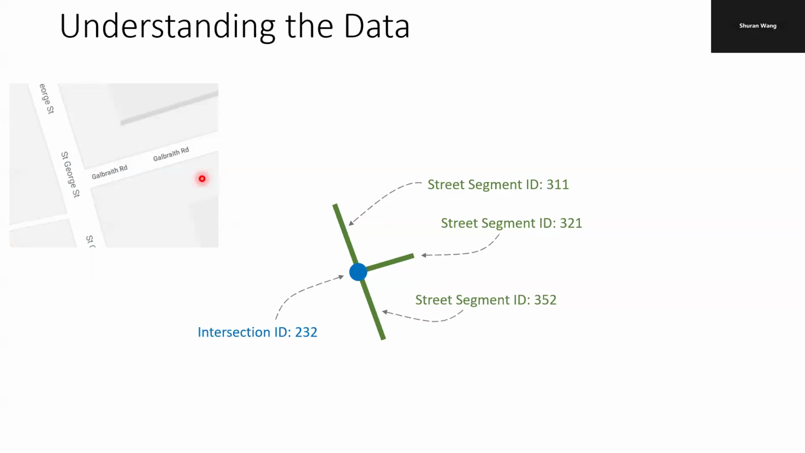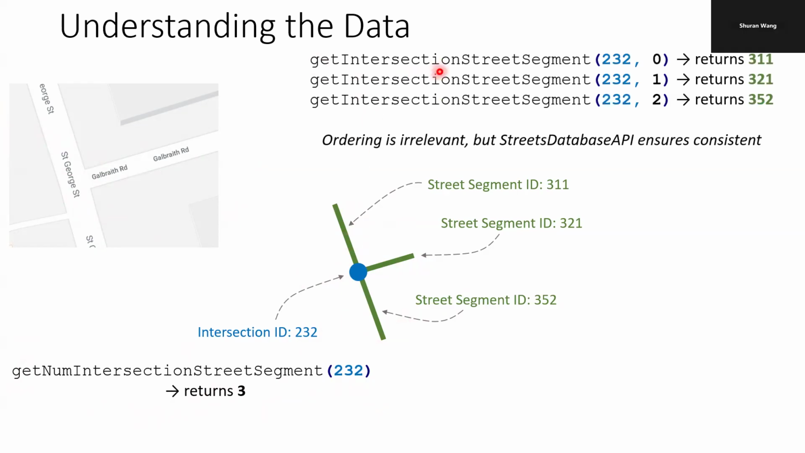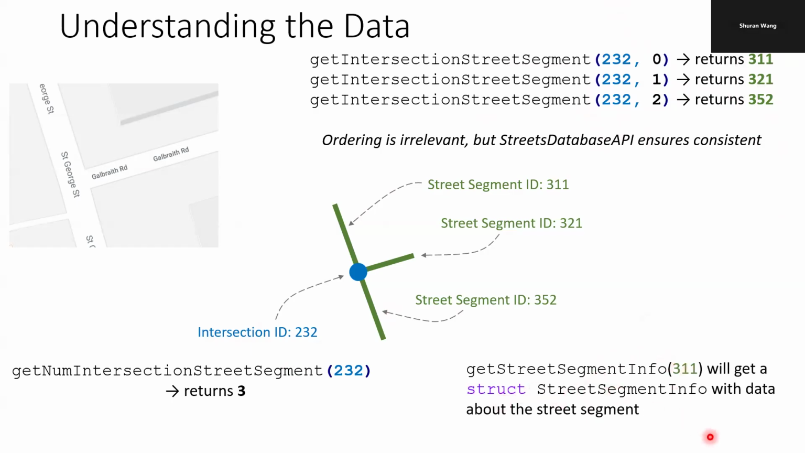So for example, for the intersection that's at St. George and Galbraith, this intersection ID is 232, and it has 3 street segments connected to it. So we call get num intersection street segments with 232, and it should return 3. Then we call get intersection street segment 3 times for 0, 1, 2, with intersection ID 232, and this should return the 3 street segment IDs. We can then use the street segment IDs to get the street segment info struct, for example, or do whatever we need with it.